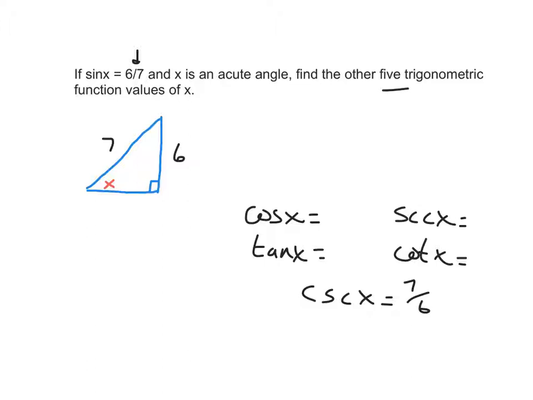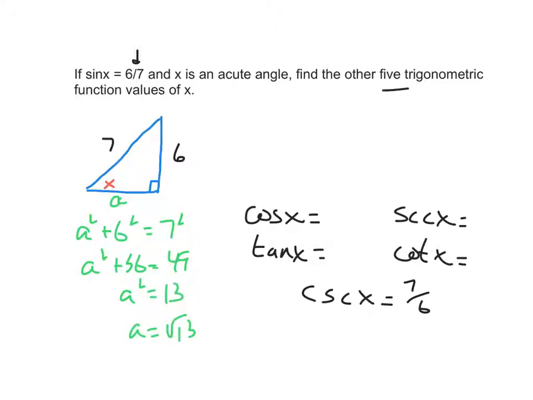Now, because it's a right triangle, we need that third side, so I'm just going to do the Pythagorean theorem. And hopefully you learned that in geometry pretty well. Let's say this side down here, let's just make up a letter. Let's say it's a. So we have a squared plus 6 squared equals 7 squared. 6 squared is 36, 7 squared is 49. Move that 36 over, you get 13, take the square root. That's the third side. So this side right down here is square root of 13.